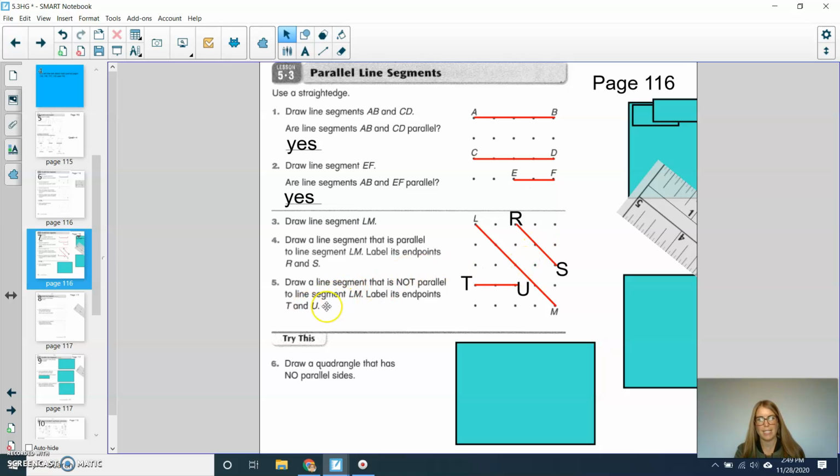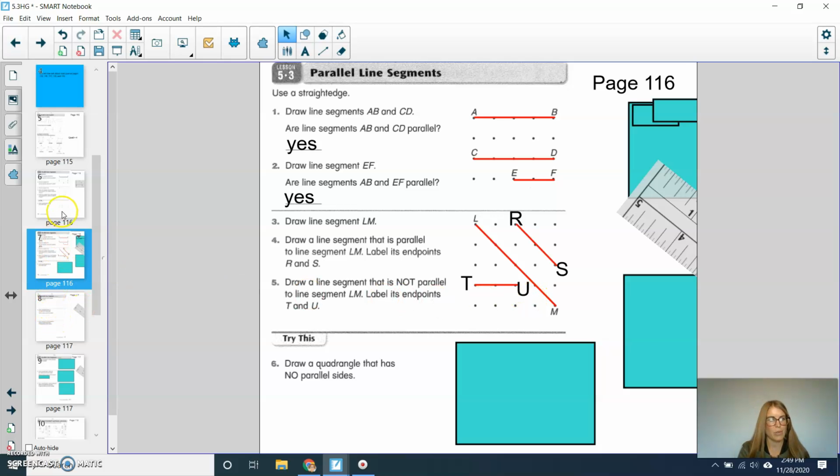And then drawing TU. Now again, your TU might look different, and that's okay, but notice how if TU kept on going, it would bump into LM. So TU is not parallel to LM. So can you double check your RS to make sure it's parallel and to make sure that TU is not parallel?